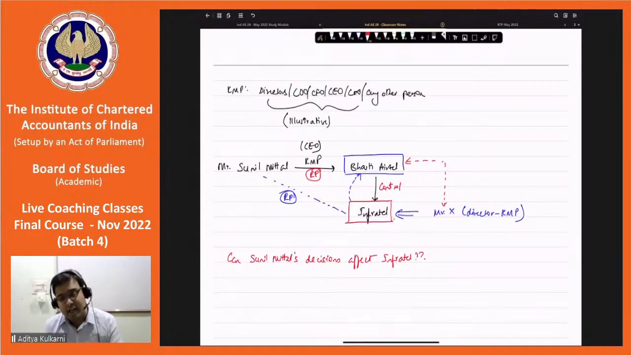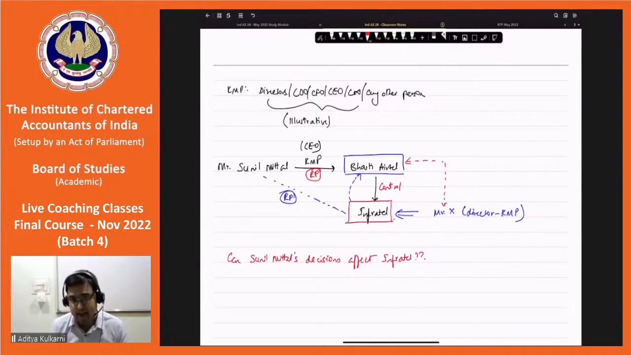Sunil Mittal influences Bharti Airtel. Ultimately, whether a decision has to be taken or not will be decided by whom? Well, it will be decided ultimately by Bharti Airtel, because now the interest of Bharti Airtel comes into existence. Bharti Airtel will say to Mr. X, look, your decision is affecting me in a negative manner. And therefore, being a controlling shareholder, I will not allow this decision to pass. So, who is able to override whom?